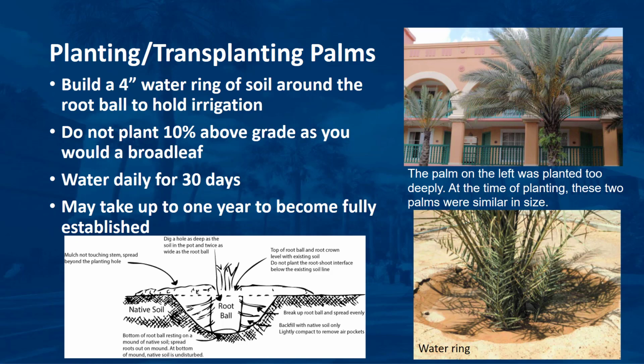The soil around the root ball should be kept uniformly moist but never saturated during the first 4 to 6 months following transplanting. You should water daily for the first 30 days. It can take up to a year for a palm to become established. If mulch is applied, it should not be touching the stem.